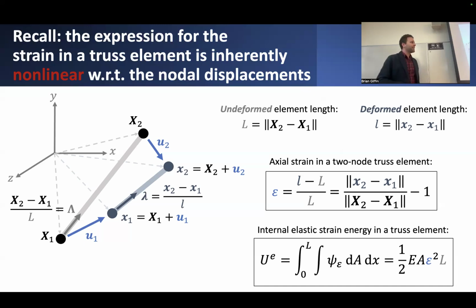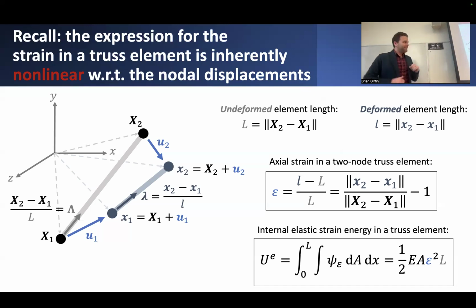To measure that relative change in length, we define strain in the usual way. We said strain is just the change in length of this member divided by its initial length. It's a very intuitive way to define strain, right? And we said, well, that's all well and good.